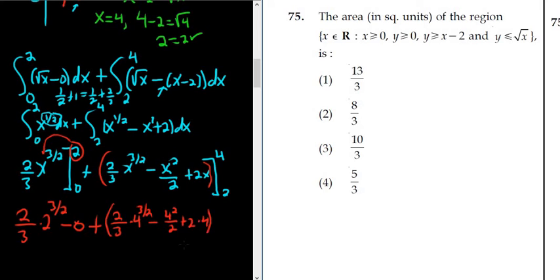So just plugging in 4 for all the x's, right? That's this number here. And then minus, now we plug in 2. So we get 2/3 2 to the 3 halves. Got to be really careful here. It's really easy to mess up. Minus 2 squared, so that's going to be 4 over 2. Plus 2 times 2, which is 4. I'll go ahead and write it as 2 times 2. Let's not skip any steps.